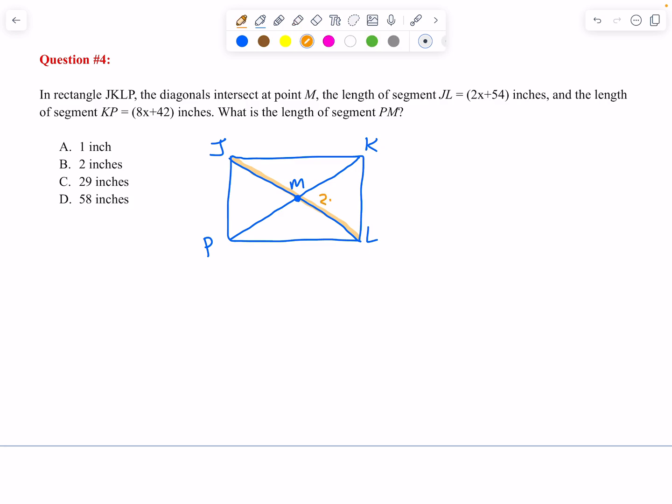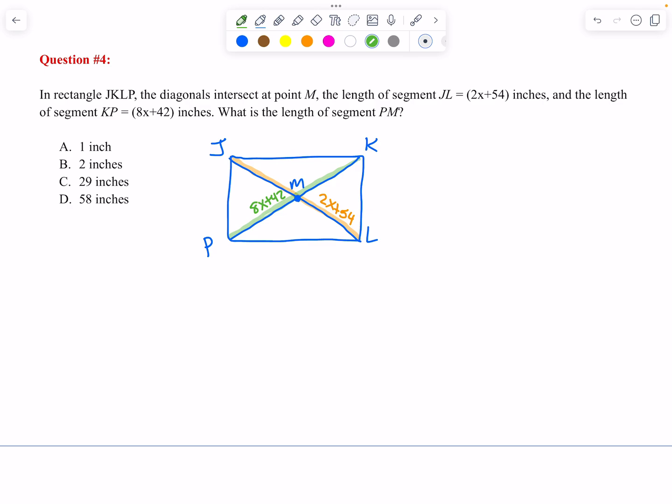and that is given as 2x plus 54. And then the length of segment, let me get another color, segment KP, which is the other diagonal, is given as 8x plus 42. So we know with a rectangle the diagonals are congruent, so that'll probably be helpful. But let's see, they want us to find the length of segment PM. So that'll just be half of a diagonal.